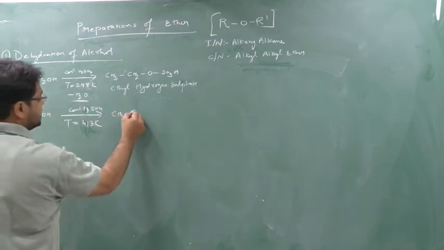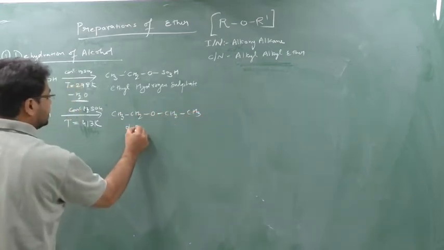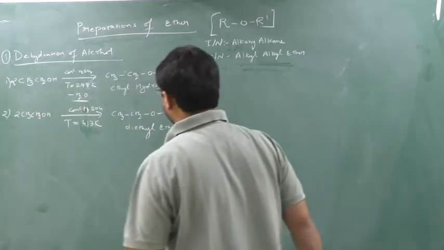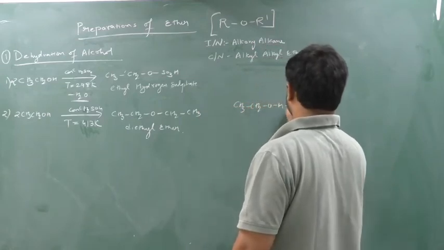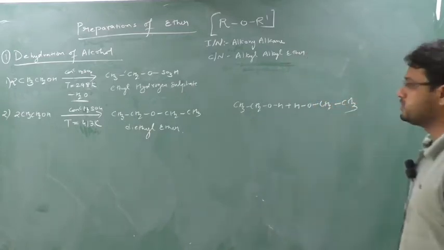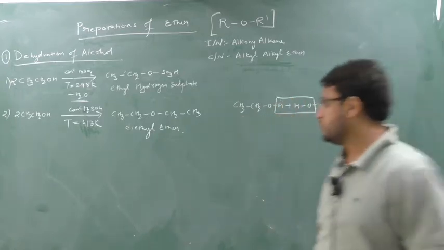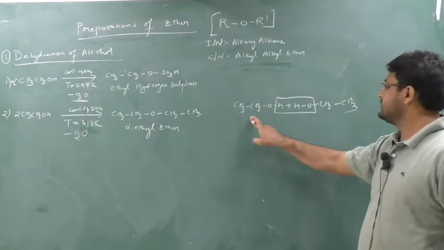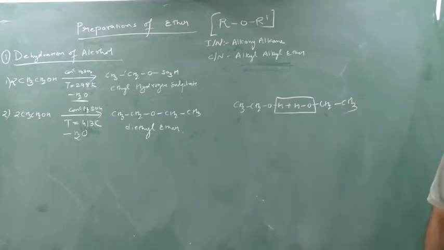So here CH3CH2OCH2CH3. This is diethyl ether. How it is generated, we will see. There are two molecules of alcohol, CH3CH2OH plus HOCH2CH3. From one the H and from the other the OH, water will be generated. Concentrated sulfuric acid means dehydration, means there will be removal of water, and this CH3CH2O will attach with this CH2CH3. So it will generate diethyl ether. When I show the mechanism, we will understand.